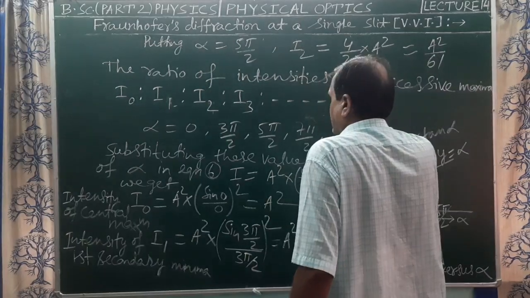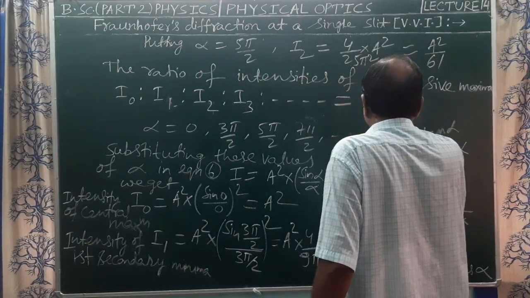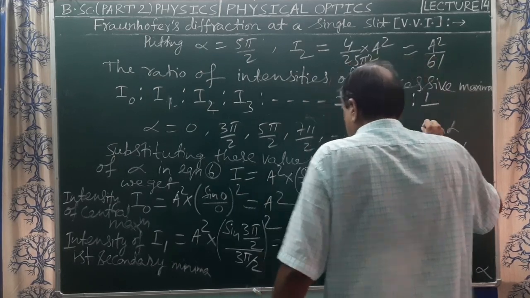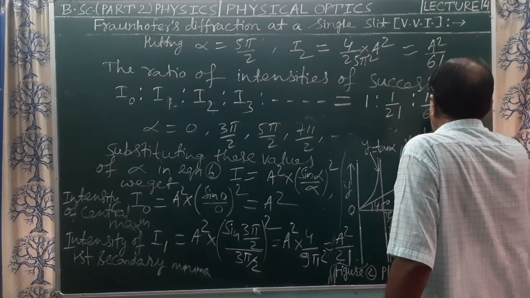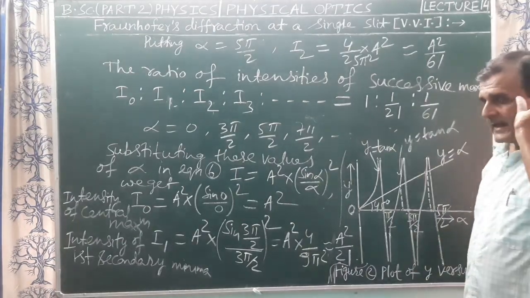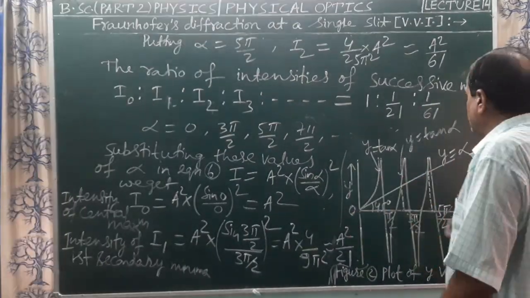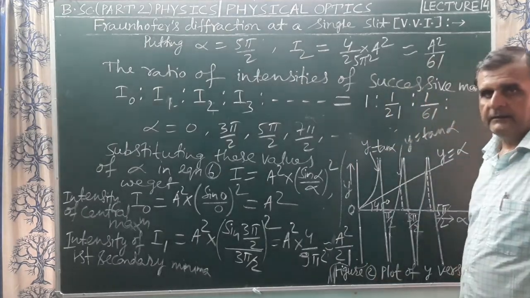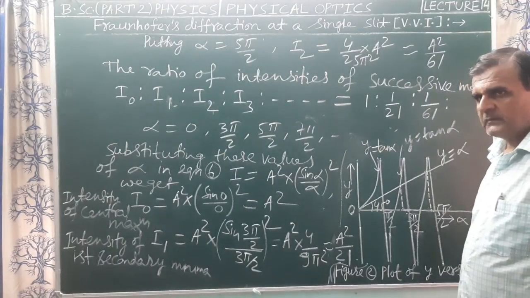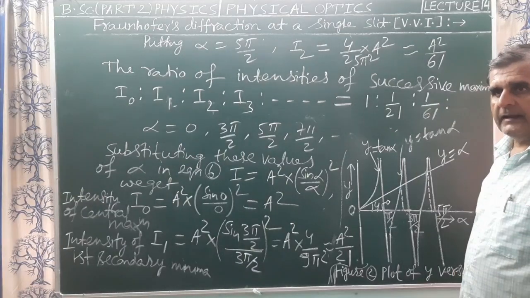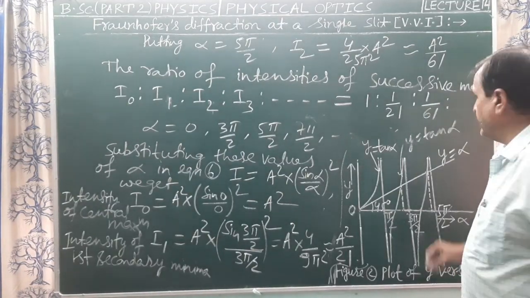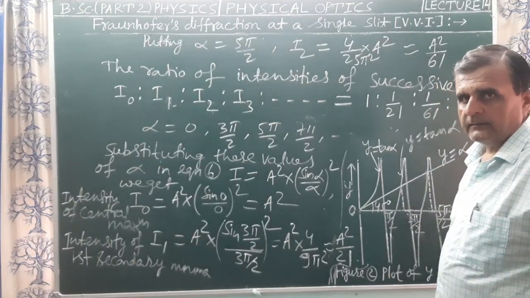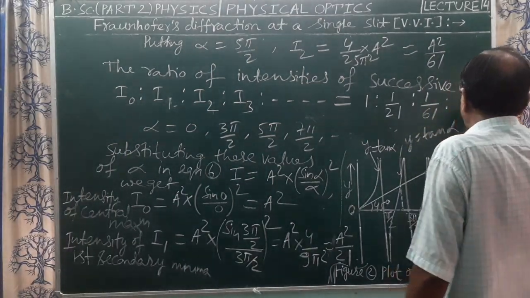A squared will cancel out, as it is common in all terms. So the ratio is 1 upon 1 by 21, ratio 1 upon 61, because I2 is A squared by 61. And we can obtain the value of I3, that is the intensity of the third subsidiary maxima, as A squared upon 121, after putting alpha equal to 7 pi by 2 in equation number 6. So it is 1 upon 121.